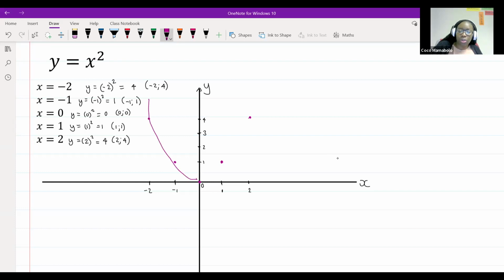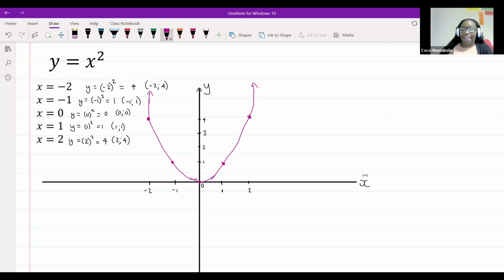And please don't quote ma'am on this, because technically, guys, I'm not an art teacher. I'm a maths teacher. And my drawing skills prove that I'm actually a maths teacher and not an art teacher. So no judgment, guys, no judgment. There we go. All right.